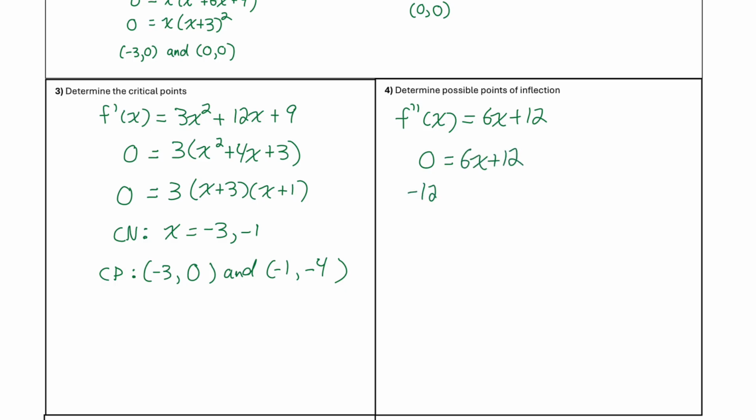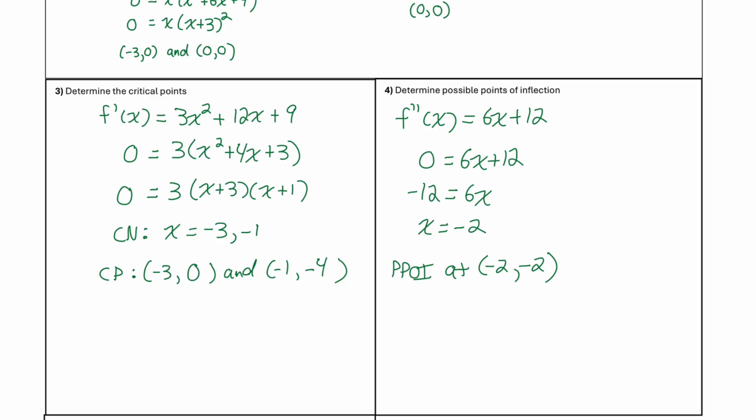Solving for x in this equation, it's just a linear equation, so I can solve it just by rearranging and isolating x, and I would get x is equal to negative 2. So there's a possible point of inflection at negative 2, comma, I have to calculate the y by subbing that into the original function, and it actually gives me a y value of negative 2.